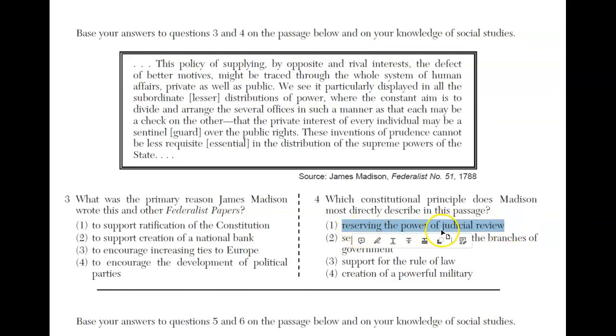Reserving the power of judicial review. Judicial review is the right the Supreme Court has. I shouldn't even say the right, but the role, let's say, the Supreme Court has in our government of holding everybody accountable to the law, the ultimate law being the Constitution itself. That power of judicial review the Supreme Court has is its way of pushing back against the other two branches. That's true, and this is sort of that distractor, where you might say, well, I kind of remember that, and that was its check. But it's not the best answer.